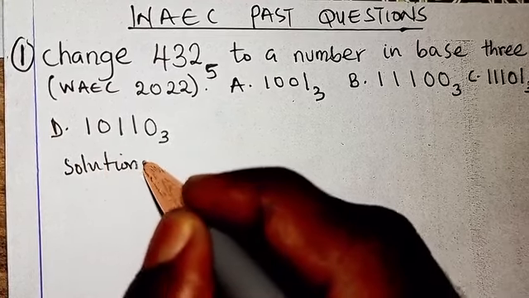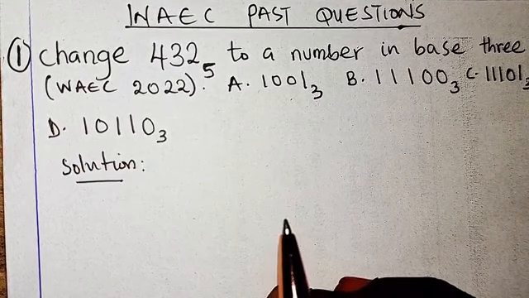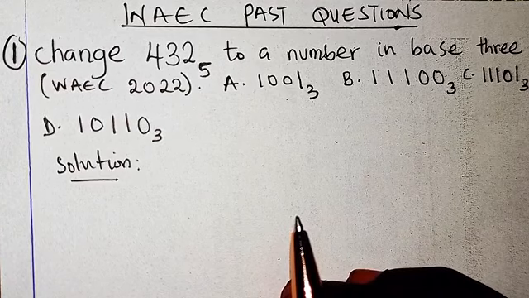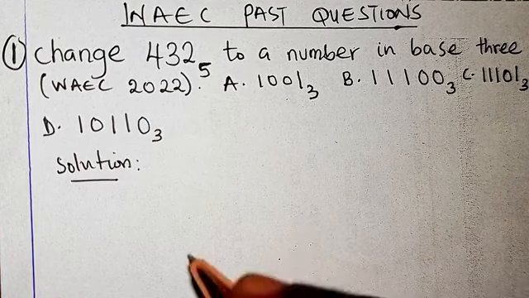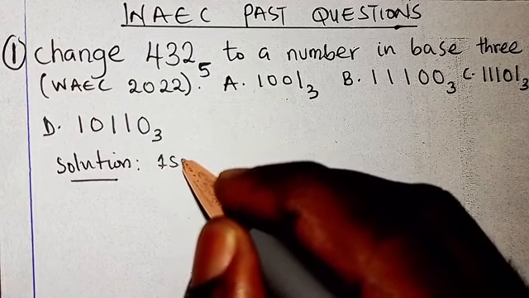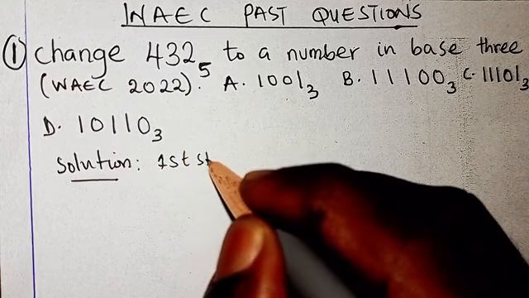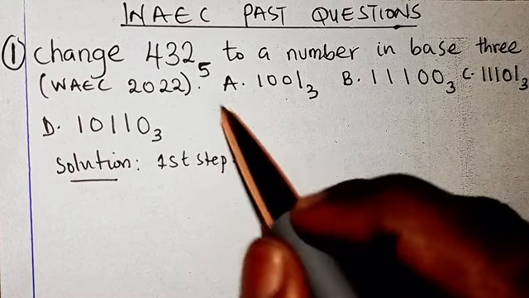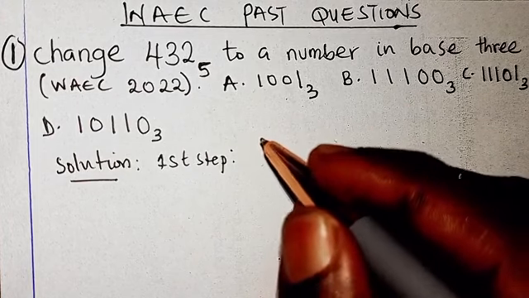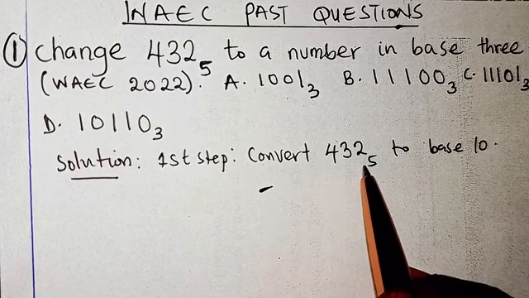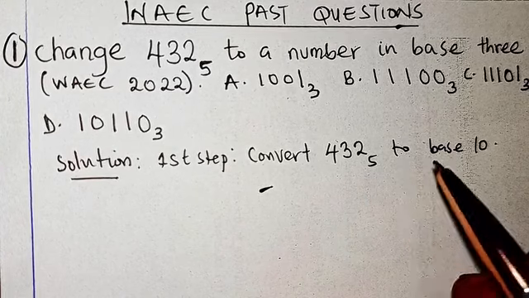We have the solution. Now, before I begin to solve, pause this video, then solve it yourself, then come back and compare your solution with what we have there. Thank you. So here, the first step is to convert this number to base 10. You convert 432 base 5 to base 10. So how do you do that?